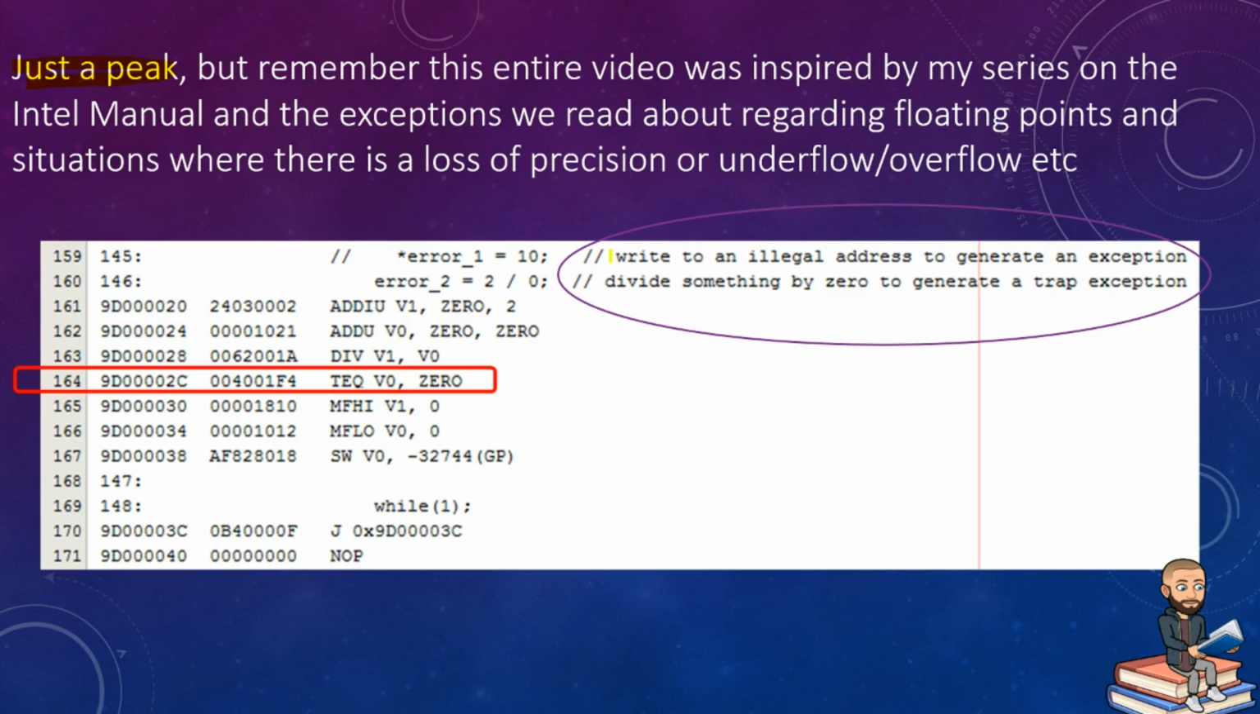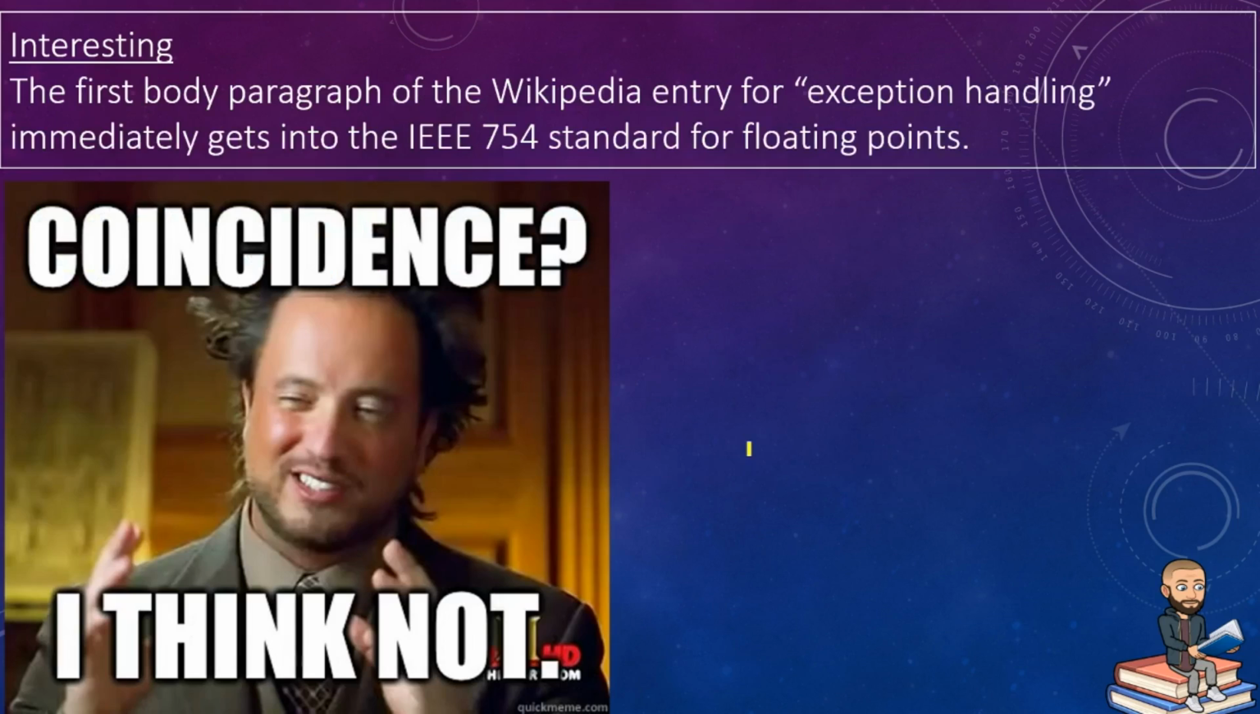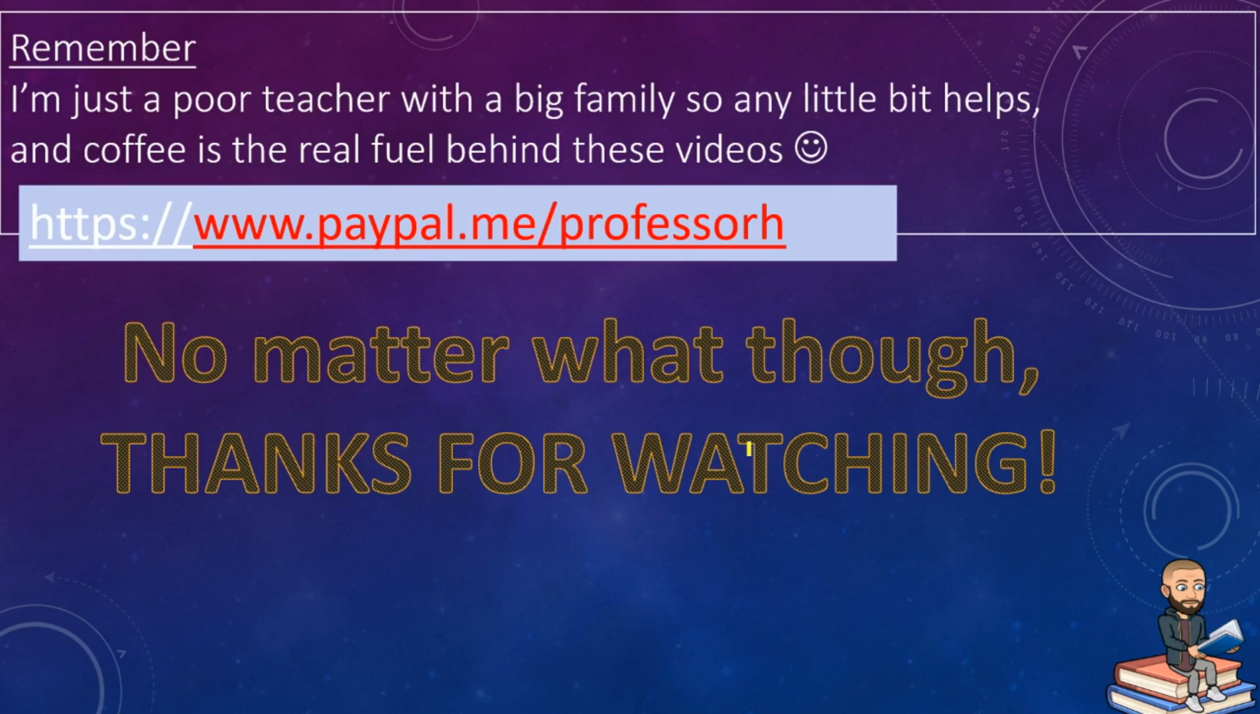And here's something I didn't mention yet: if you try to write to an illegal address, like that address doesn't exist, or maybe it's locked or something, there can be an exception from that as well. And one last thing, it's just interesting that the first body paragraph of this Wikipedia entry for exception handling immediately started talking about the IEEE 754 standard for floating points, which again inspired this video to begin with.